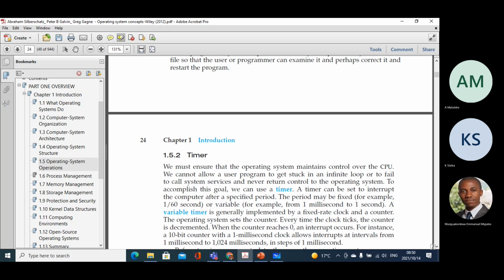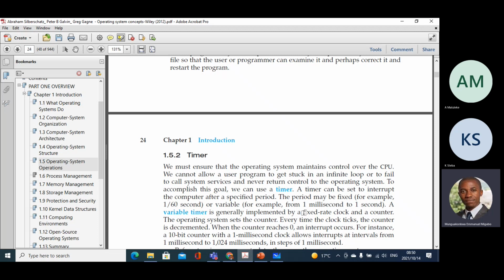Okay. A timer can be set to interrupt the computer after a specific period, exactly what I just explained. A variable timer is generally implemented with a fixed rate clock and a counter. When it comes to timing within any computer system, it's guided by a clock. Remember, a clock is the reference signal when it comes to timing in any computer system. So the clock is at a fixed rate because if it's a 12 megahertz crystal, it's a 12 megahertz crystal. If it's a 1.6 gigahertz crystal, then it's a 1.6 gigahertz crystal, and so on.